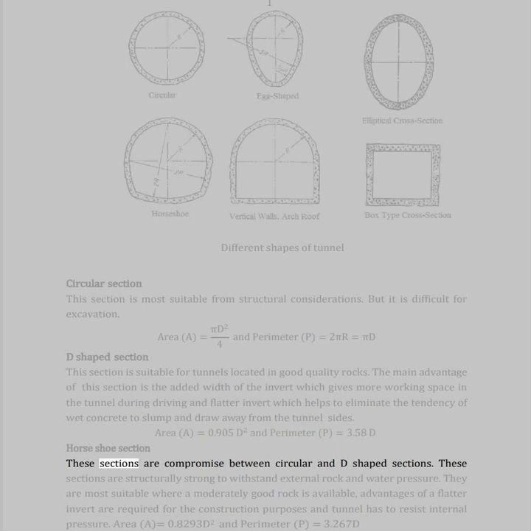Horseshoe section. These sections are a compromise between circular and D-shaped sections. These sections are structurally strong to withstand external rock and water pressure. They are most suitable where a moderately good rock is available. Advantages of a flatter invert are required for the construction purposes, and tunnel has to resist internal pressure. Area, A, equals 0.8293 d squared and perimeter, P, equals 3.267 d.